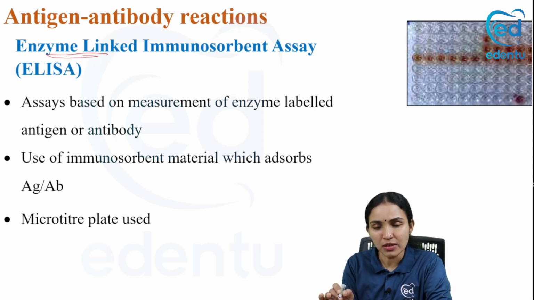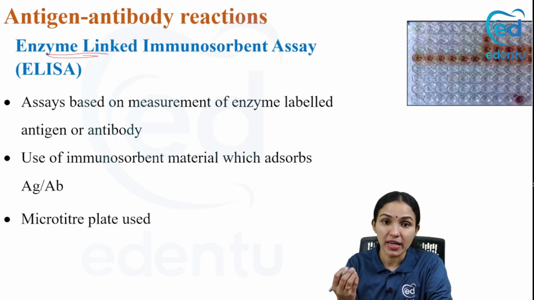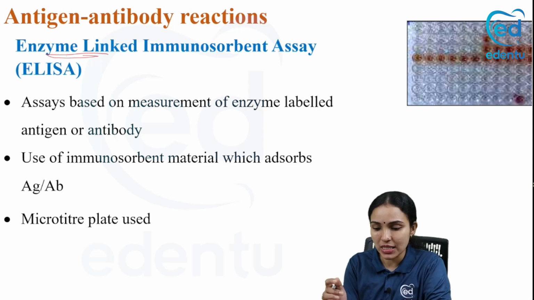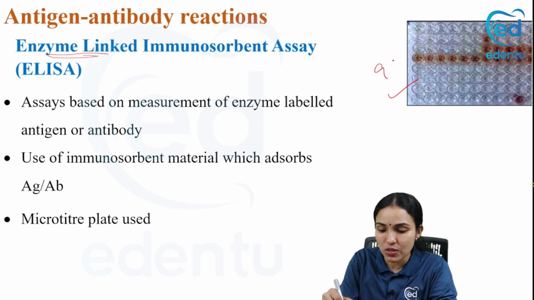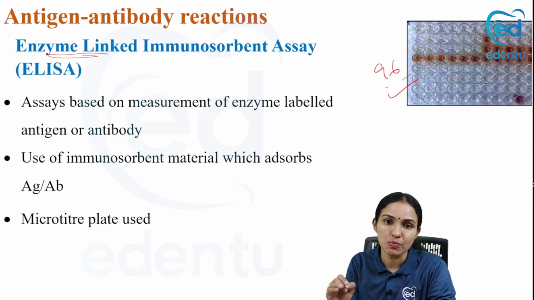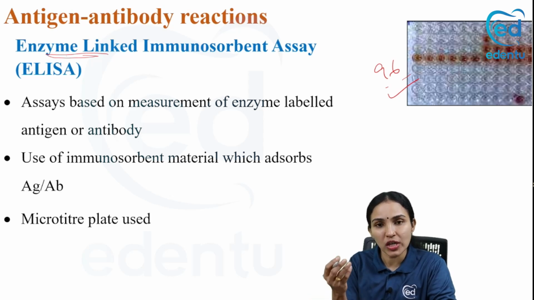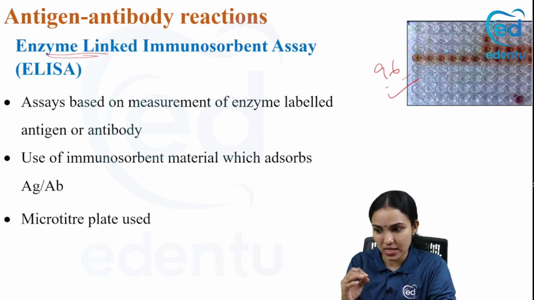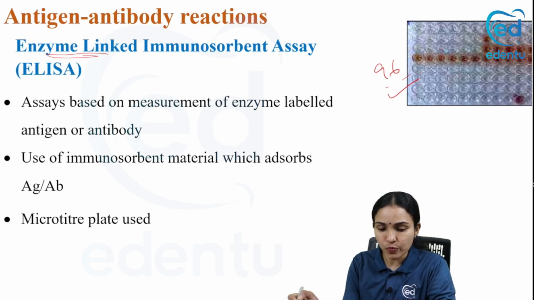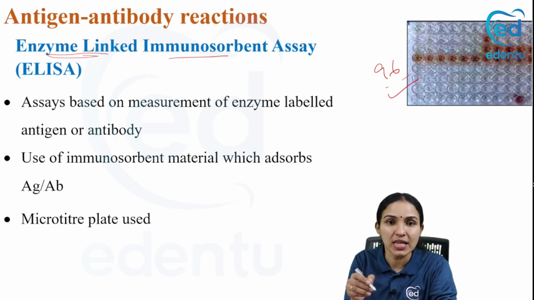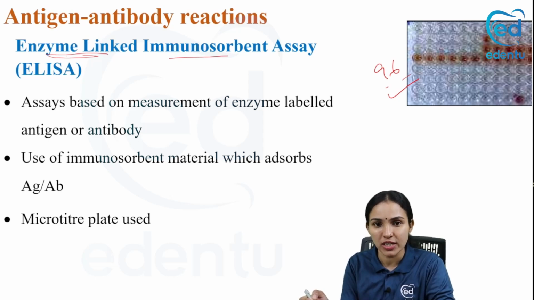That is, you need a material which is immunosorbent, that means which can absorb immunogens like antigens and antibodies. Most often we use materials like polystyrene, and we use a microtiter plate for this. You can see the figure here. It's a 96 well microtiter plate, and this is an immunosorbent material which can absorb antigen and antibody to the base of the well of the plates. That is why this test is called enzyme linked immunosorbent assay. We are using an immunosorbent material, and we are using enzyme linked antibodies for detection of antigens or antibodies.